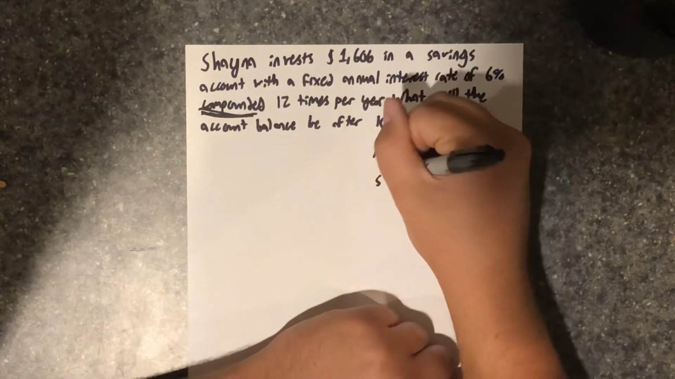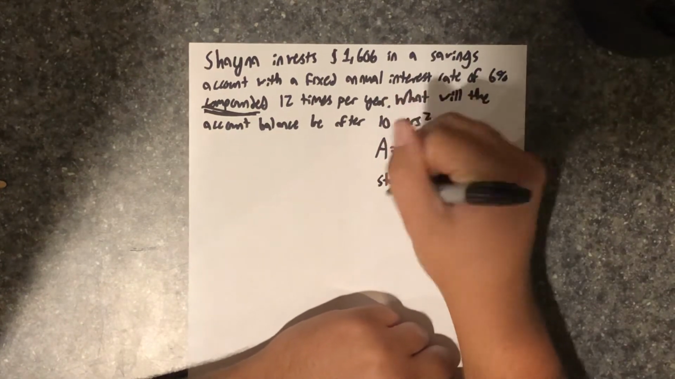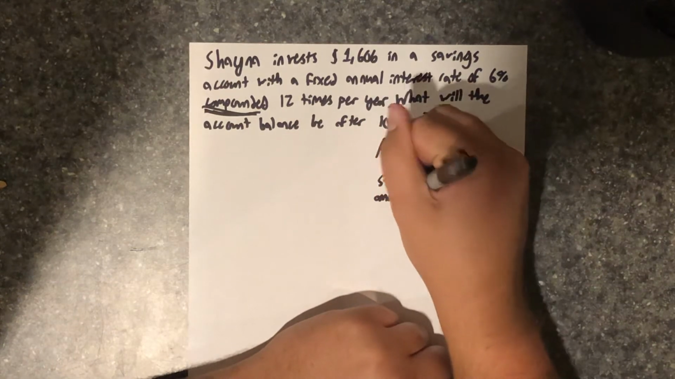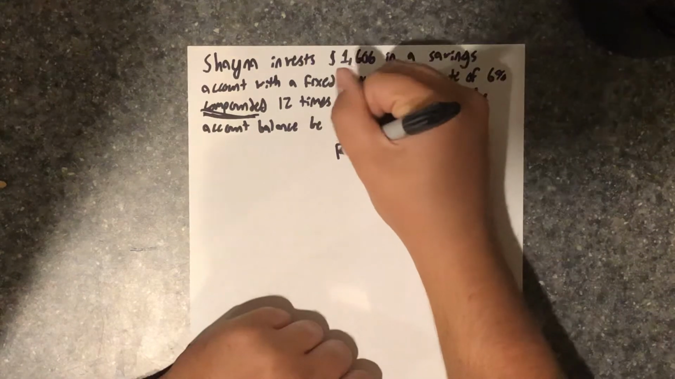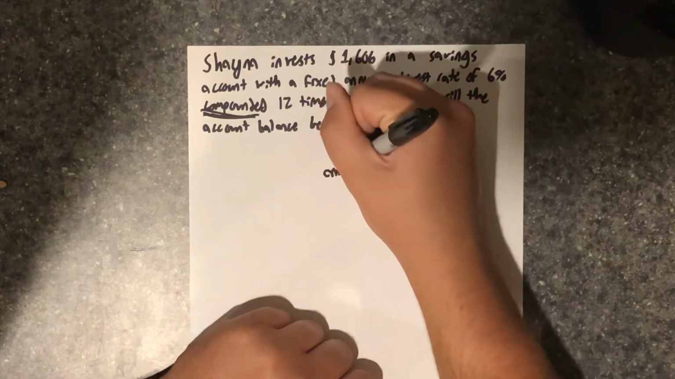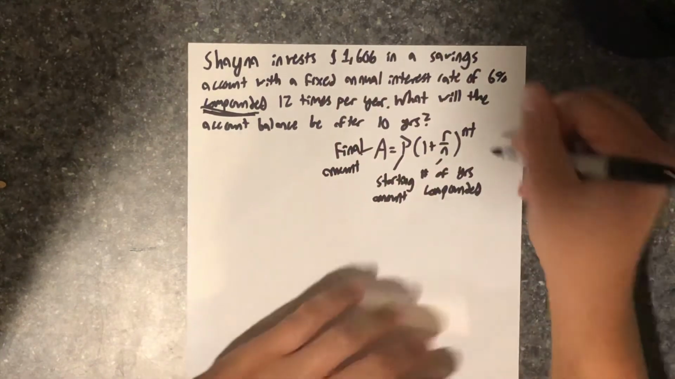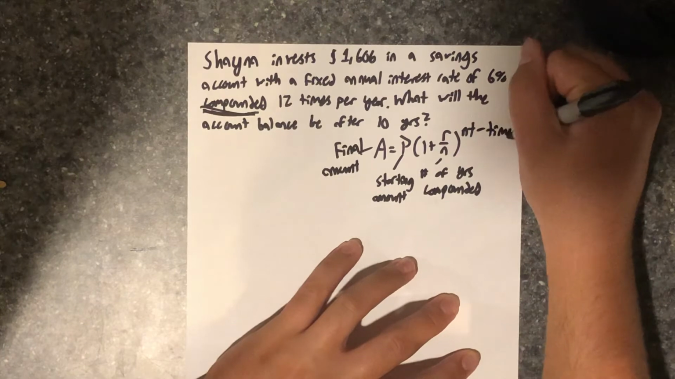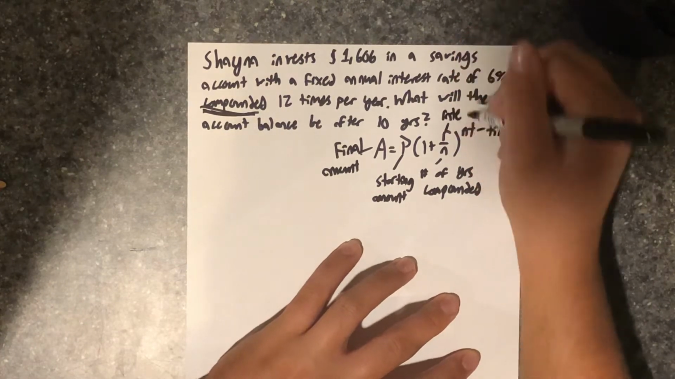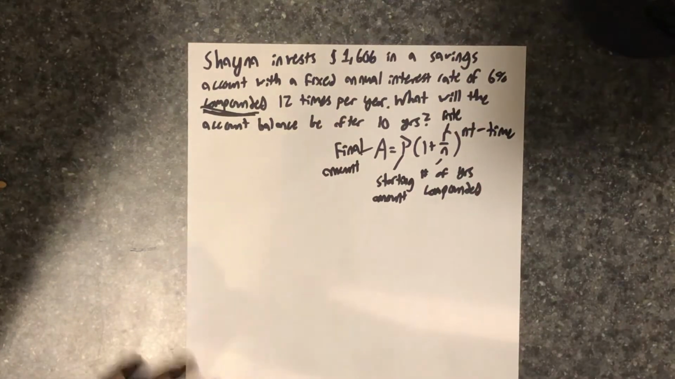Then your P is your starting amount. Your A is your final amount. That's what you're trying to get to in this problem. And the T is the time. And the R is the rate, always written as a decimal. It cannot be a percentage. Always written as a decimal.